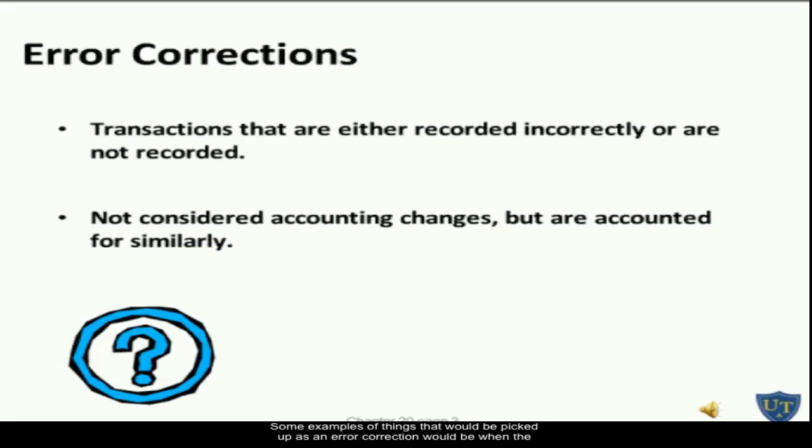Some examples of things that would be picked up as an error correction would be when the company misuses facts. So, for example, estimated life was 10 years, but inappropriately management used 20 years. It was simply a misapplication of the correct facts. Misapplication of the correct accounting principle, use of an incorrect principle, or just simple mathematical or software mistakes that result in errors entering into the accounting records are all examples of errors that would need to be corrected.